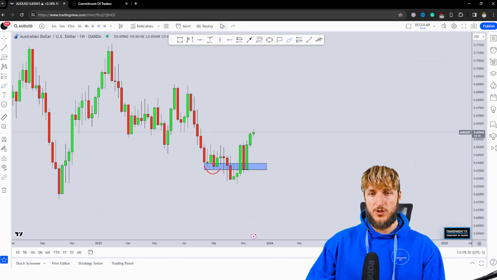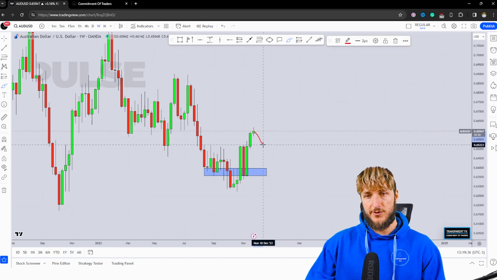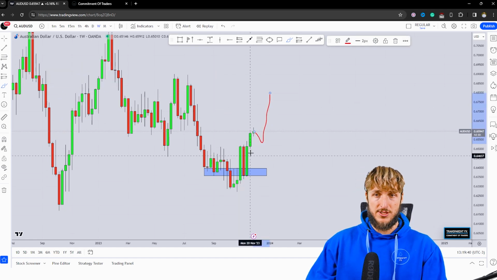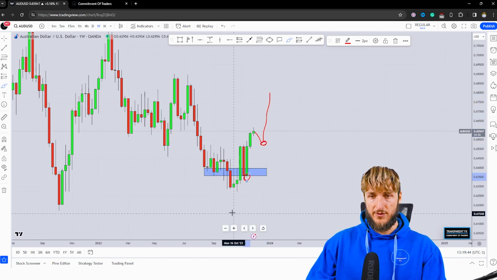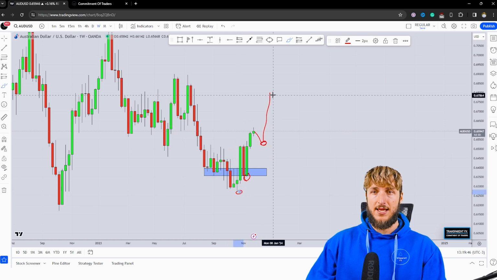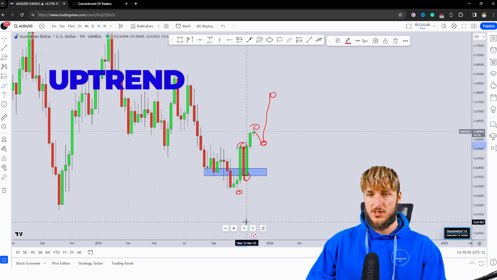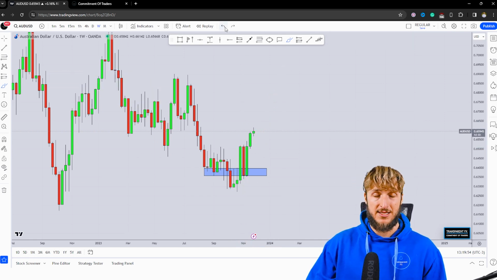Now, in a situation like this, the next logical move that we would expect from this market is first to get a correction and then to get more bullish continuation, essentially creating a new higher low, higher than the previous lows, and then a new higher high, so essentially higher than the previous highs. So continuing that uptrend that I was previously explaining.